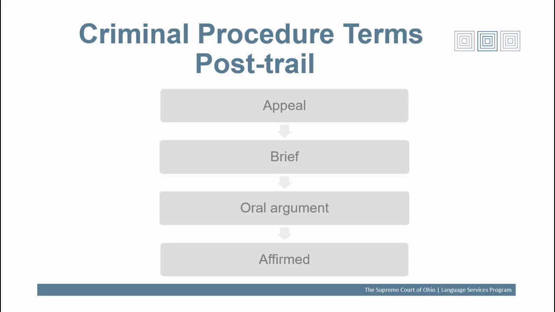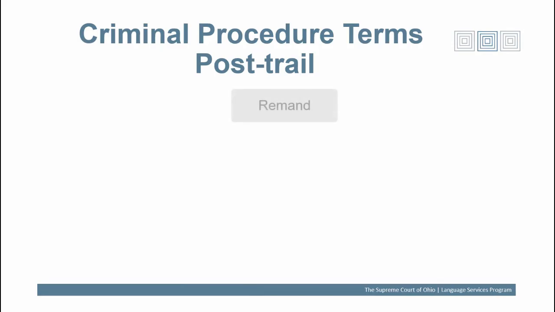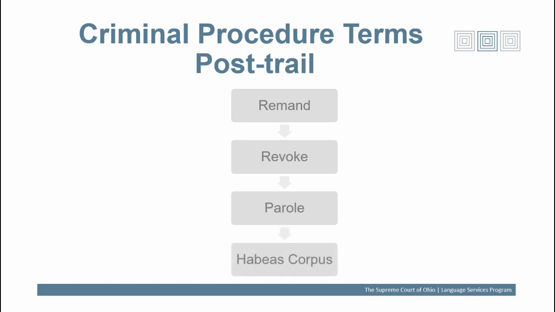More legal terms during the post-trial phase would be remand, when an appellate court sends a case to a lower court for further proceedings. Revoke, to change or take back. Parole, supervised release of a prisoner that allows that person to serve the sentence out of prison. Habeas corpus, the name of a writ used to bring a person before a court to decide whether that person is being unlawfully denied his or her freedom.